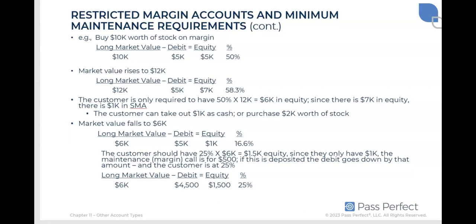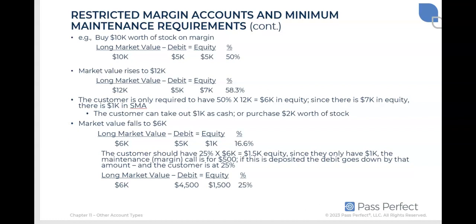Okay. Now, how much is the required equity? They have $12,000 market value. Regulation T says you have to keep 50% of equity. Well, 50% of that is $6,000. That's their minimum required equity, $6,000. But their actual equity is $7,000. So they have $1,000 in equity over and above the minimum required equity.